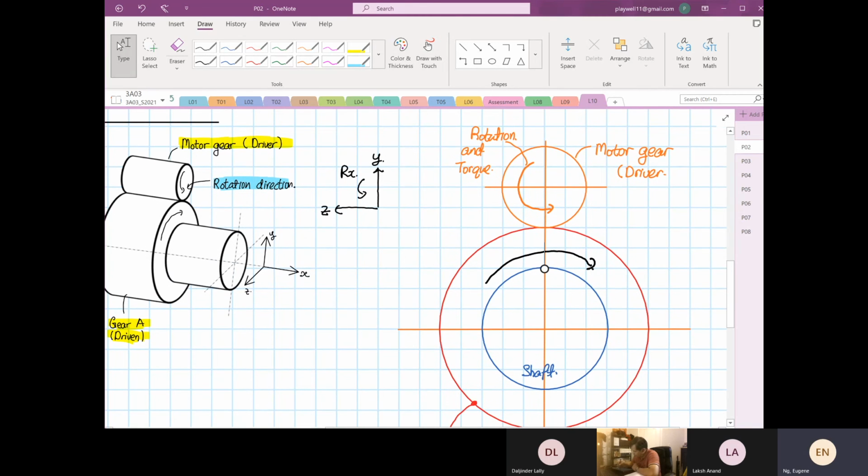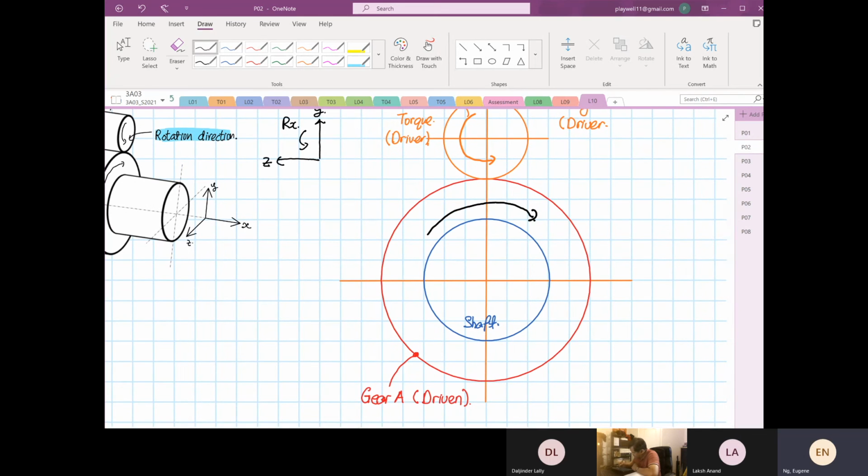So rotation and torque. This is the driver. And this one over here is the rotation direction and torque for the driven gear.